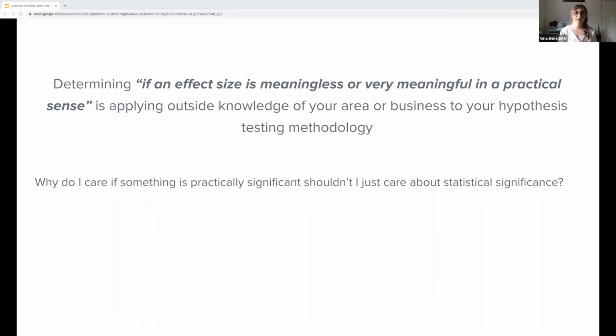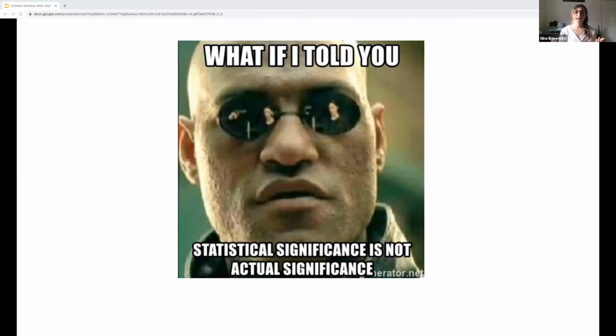So you might be saying to yourself, why do I care if something is practically significant? Shouldn't I just care about statistical significance? But what if I told you statistical significance is not actual significance? Statistical significance does tell you the chance that the effect you're seeing is not by chance, right? So going back to that devil's advocate, the null hypothesis, telling you if you can reject it or not. The effect you're seeing is by chance or not. Practical significance is you applying your subject area knowledge and expertise to determine whether the effect you're seeing is meaningful in the real world to care about.